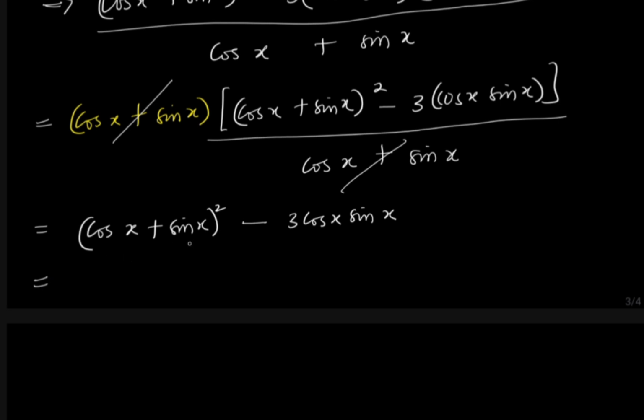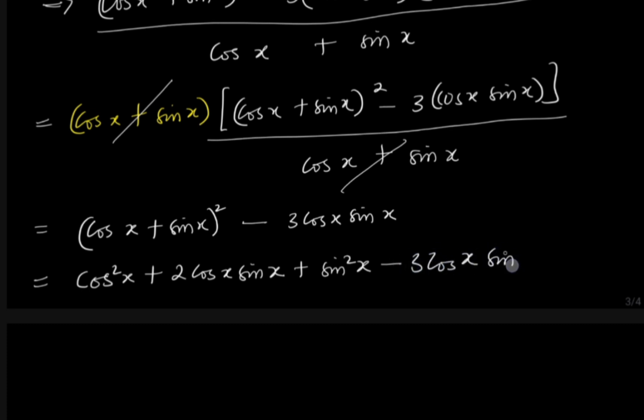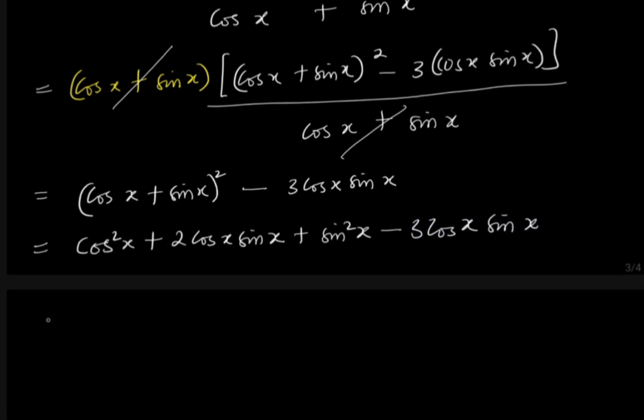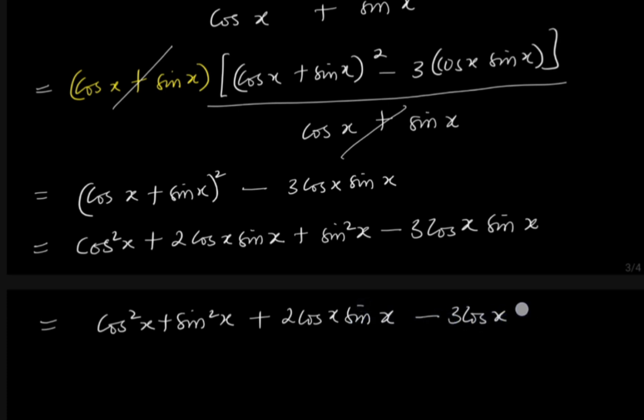Here we're going to have to open this. I taught you how to open this easily. This will be cos square x plus 2 cos x sine x plus sine squared x, then minus 3 cos x sine x. So we can restructure this as cos square x plus sine squared x plus 2 cos x sine x minus 3 cos x sine x.